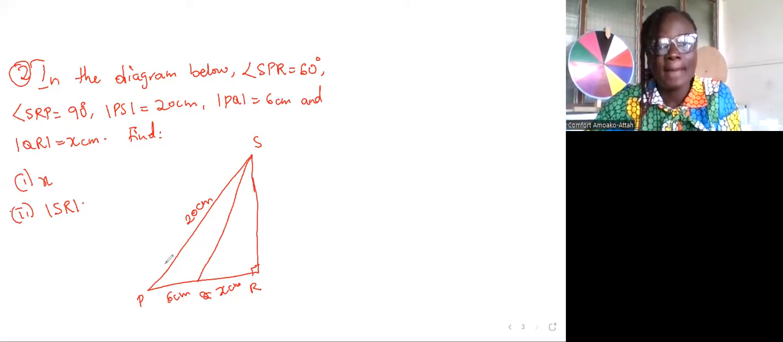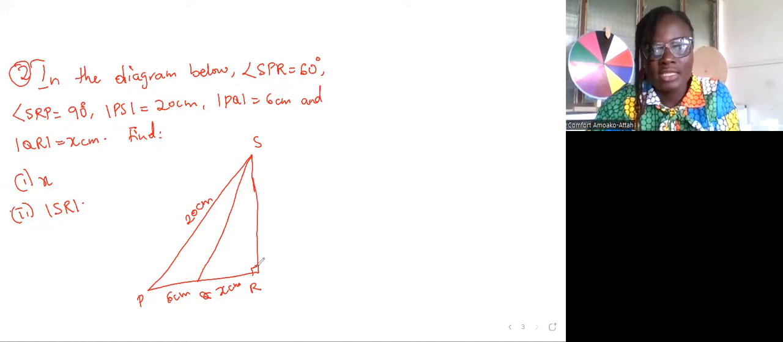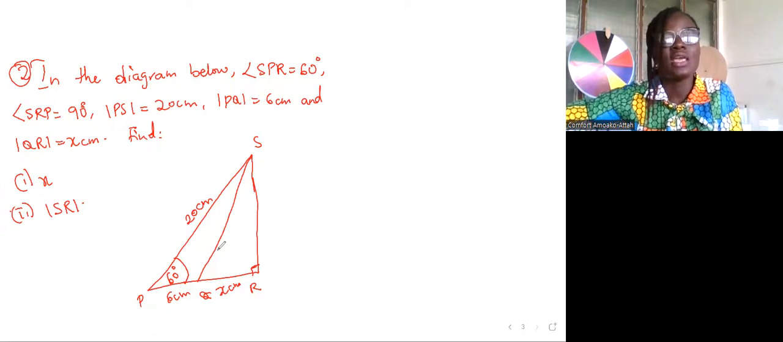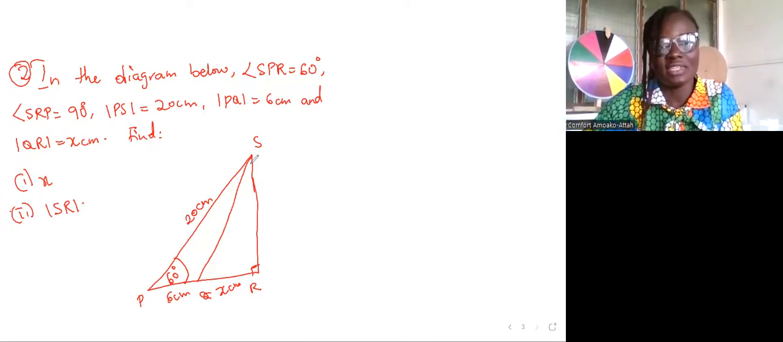Angle SPR is equal to 60 degrees. So we have our 60 here, the angle is at P. Then we have angle SRP at 90 degrees. Line PS is equal to 20 centimeters. Line PQ is equal to 6 centimeters. And line QR is equal to X centimeters. All right, so with this, we have to find X and we have to find line SR.